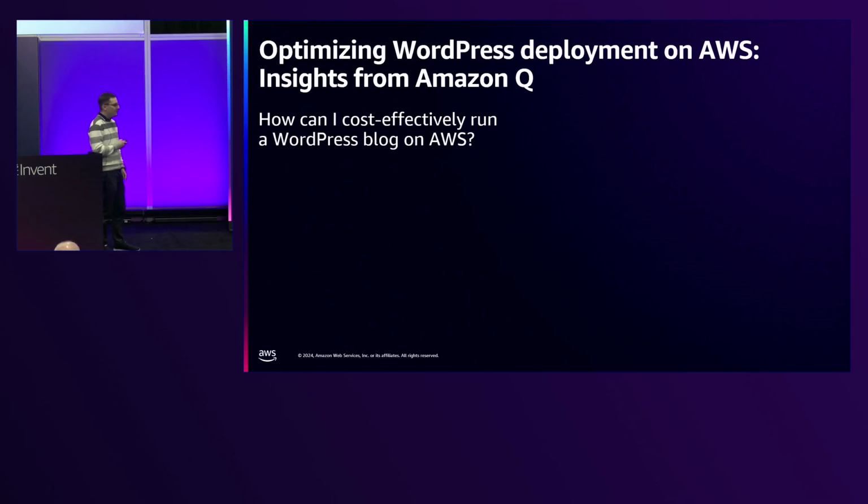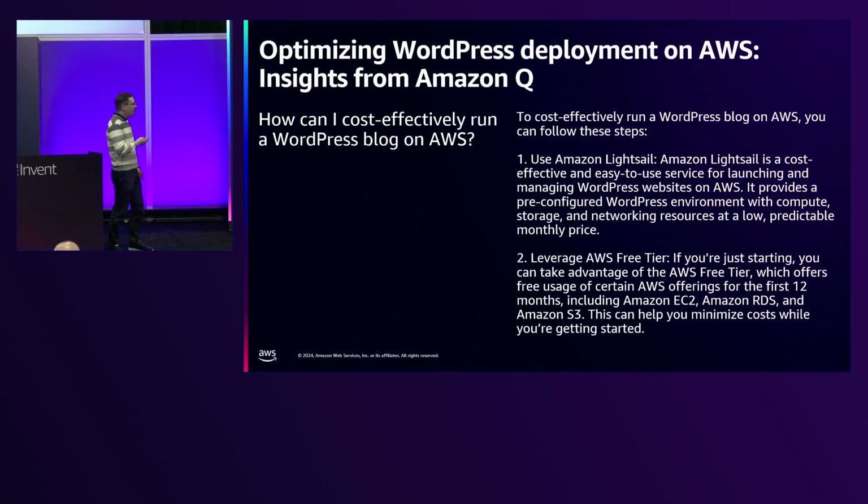Look at this question. This question is probably asked by someone who doesn't know too much about AWS. He wants a WordPress blog, and he wants it to run cost effectively. So what would you say? What would your answer be? If I ask a solutions architect, he would probably say something like an EC2 with a savings plan. But if you look at Q's answer, I think this is a better solution.